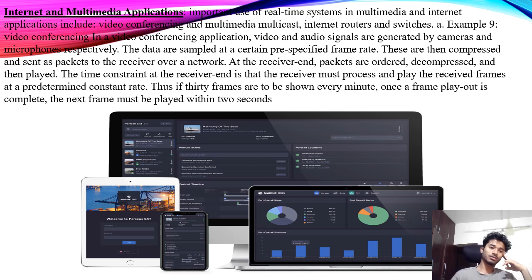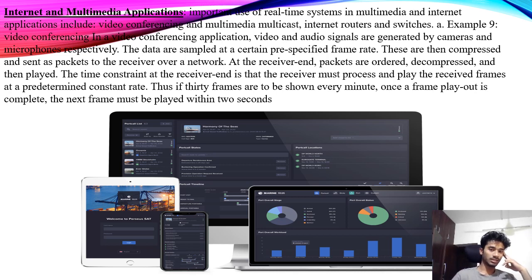Another application of real-time systems is internet and multimedia applications. Important uses of real-time systems in multimedia and internet applications include video conferencing and multimedia multicast, internet routers and switches. Example: video conferencing.